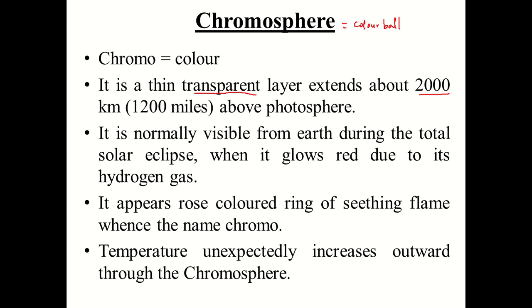During the total solar eclipse, you can see a beautiful effulgent halo embracing the solar disk, and this is called the chromosphere. It is a seething flame of rose colored ring, whose temperature increases as we go from the lower part of the chromosphere to the upper part of the chromosphere.